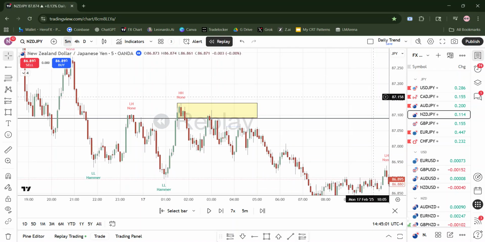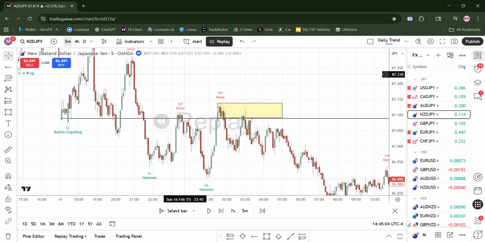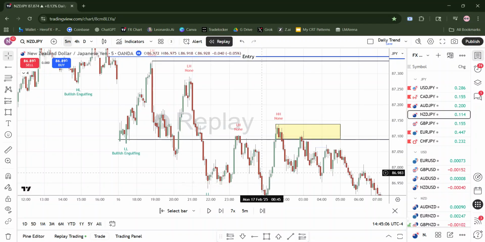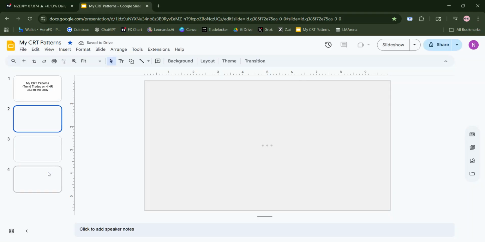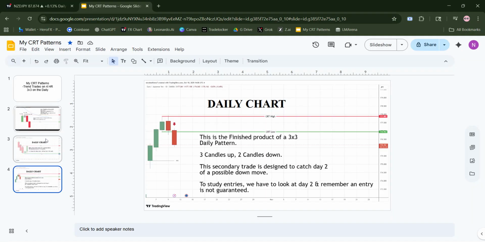Because when you're looking for a continuation trade, the odds of this going straight down are better than the center candle. What do I mean by that? Let me show you. You see, this is the pattern that we're looking for right here. 1, 2, 3, this candle, and then this candle, that continuation candle.